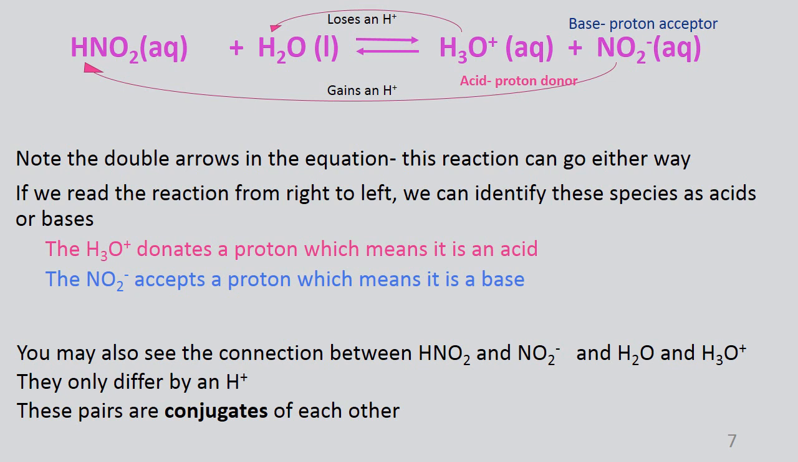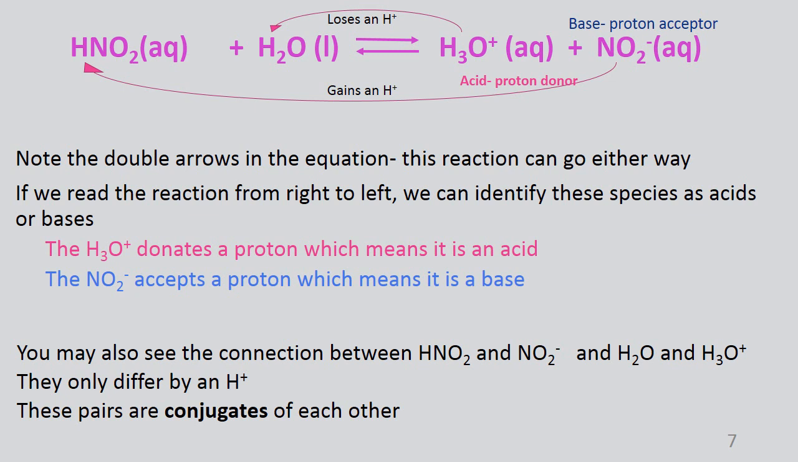So either way, when you look in either direction, we have a proton transfer. If we're going left to right, the HNO2 gives a proton to H2O. If we're going from right to left, the H3O plus gives a proton to NO2 negative. In a little while, we'll talk about which way is more likely to happen and how that works. But for right now, just notice that you can go either way.